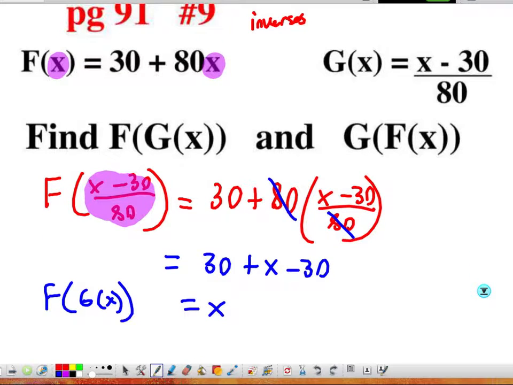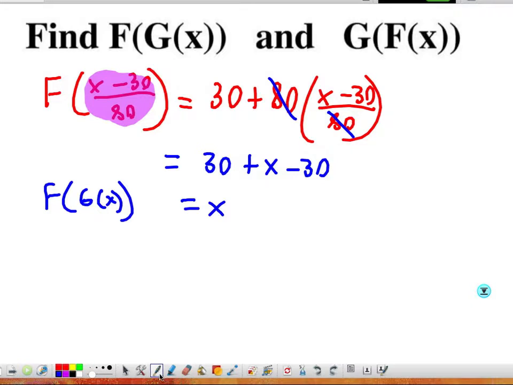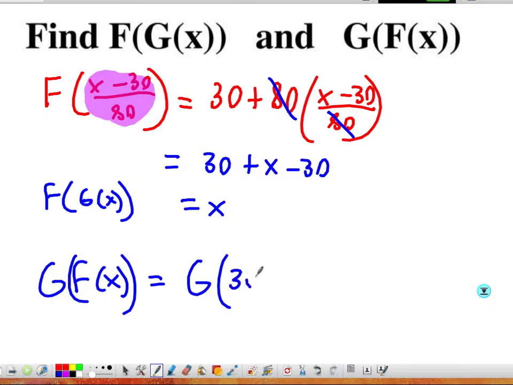Alright. What if we want to find g of f of x? Let's see what that comes out as. So g of f of x. First of all, what is f of x equal to? f of x is equal to 30 plus 80x. And so this is my inner function. Here's my inner function here. This is f of x. And my outer function is g of x.